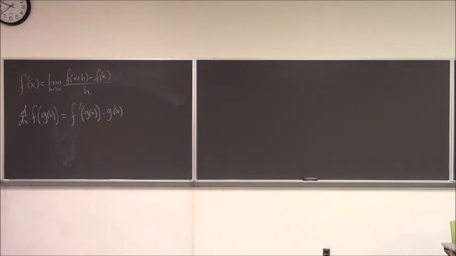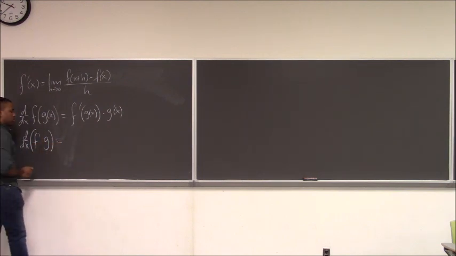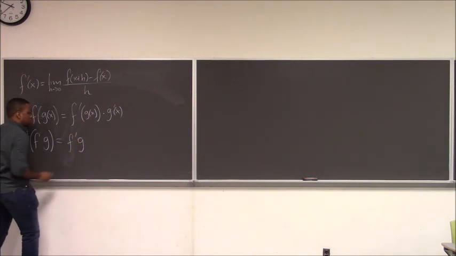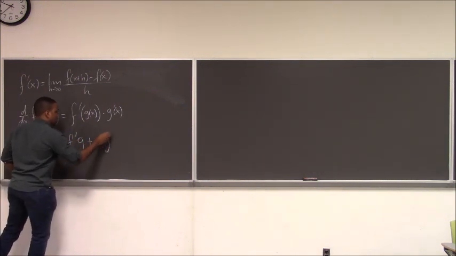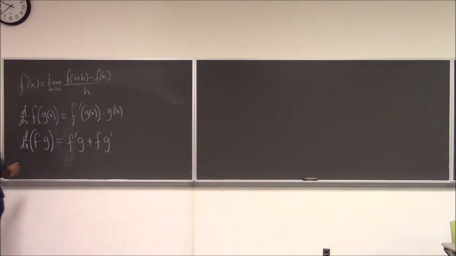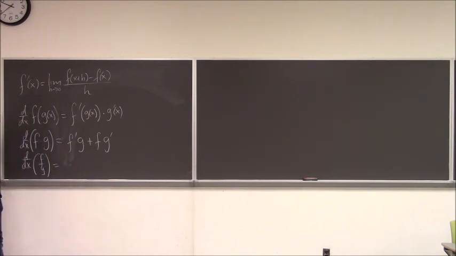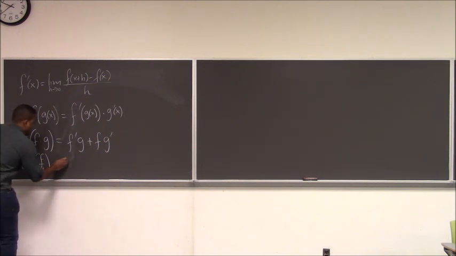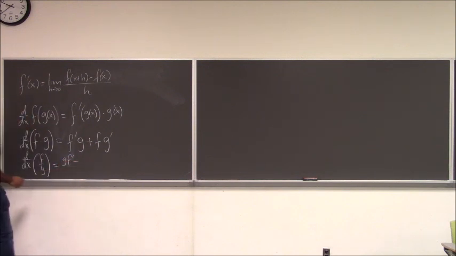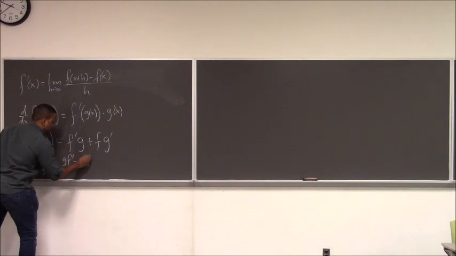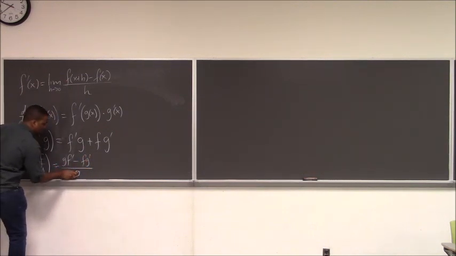Okay. State the product rule. The derivative of f of x times g of x equals f prime times g plus g prime times f, or vice versa, whatever. State the quotient rule. The derivative of f divided by g is equal to g times f prime minus f times g prime, divided by g squared. Bottom times derivative of the top, minus top times derivative of the bottom, divided by the bottom squared.